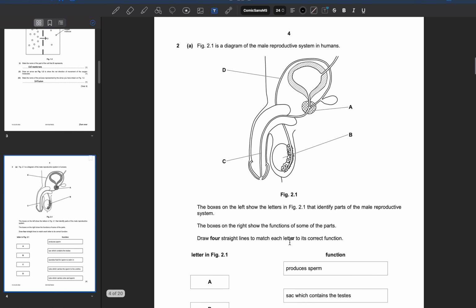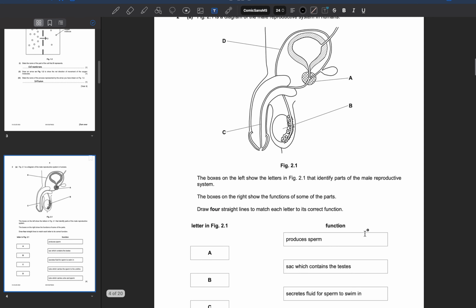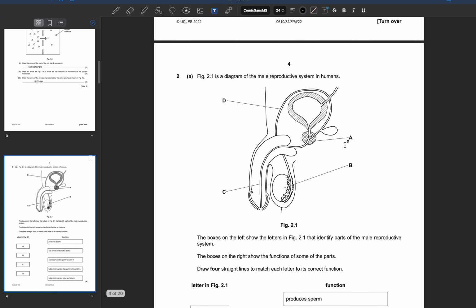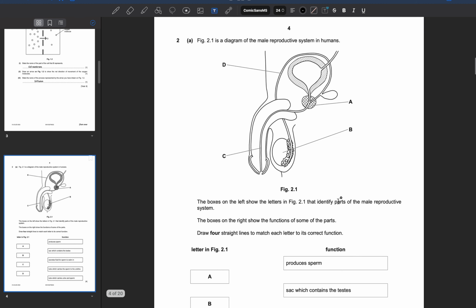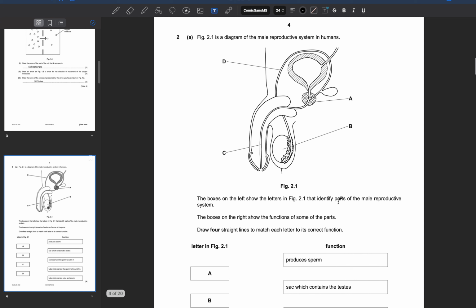Question number 2, figure 2.1 is a diagram of the male reproductive system in humans. The boxes on the left show the letters in figure 2.1 that identify parts of the male reproductive system, and the boxes on the right show the function of some of the parts. Draw 4 straight lines to match each letter to its correct function. Here I have 4 letters A, B, C and D, so I have to know what they represent.